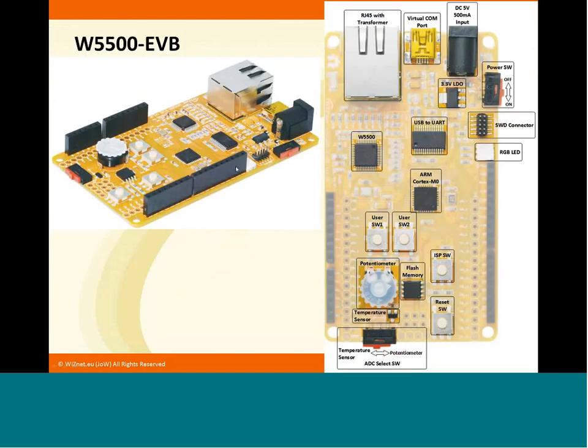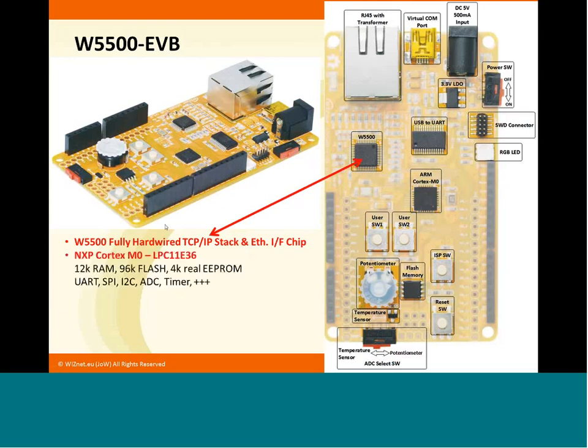This is just a look at this EVB, so that you know that we have our chip and the Cortex M0 with only 12K RAM and 96K flash. And there is a real EEPROM in the MCU to store configuration data permanently. So even if there is a power surge, power off, power on, the configuration stays in the module.